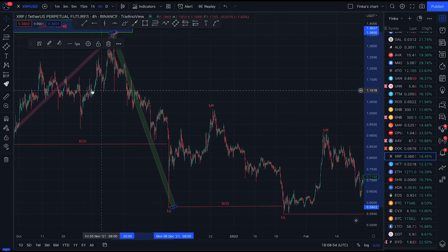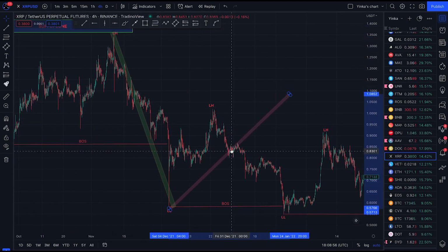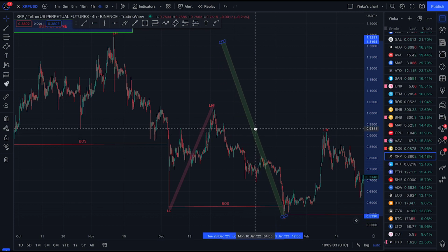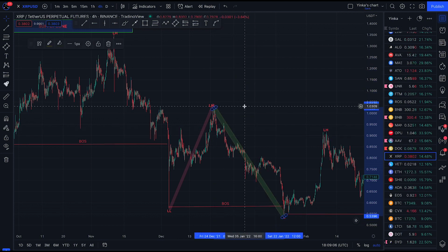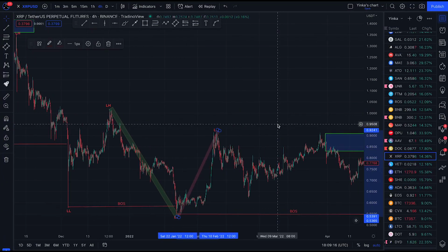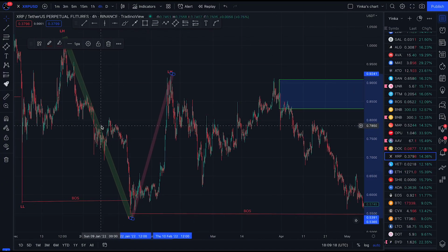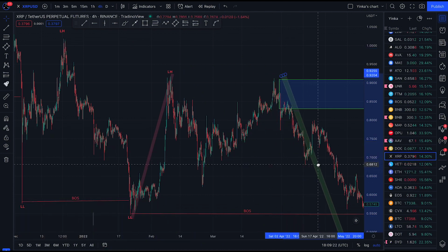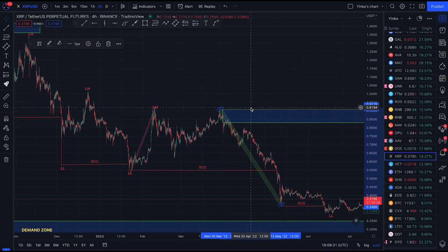From there, expecting a pullback. The pullback came into the market, pullback to this point, this lower high, and again market broke structure to the downside. A series of lower lows and lower highs. Price pulled back to this point, and what do we expect? We expect a break of structure to the downside. As long as this lower high is not taken out, we should be selling, not buying.